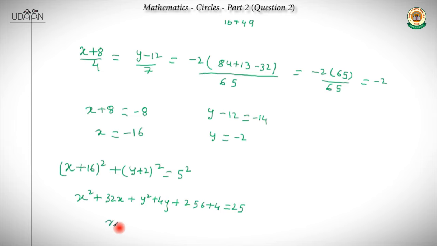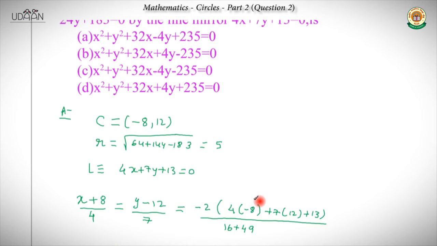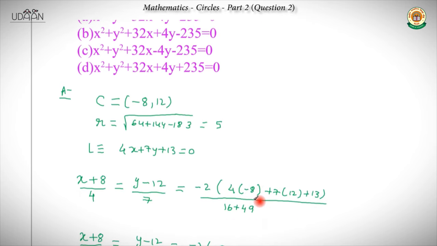Now on rearranging, this is our equation of the image of the circle, which matches with option D.